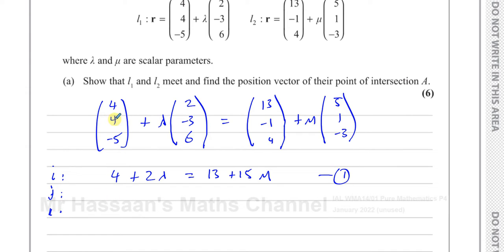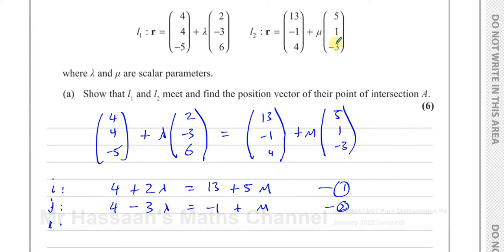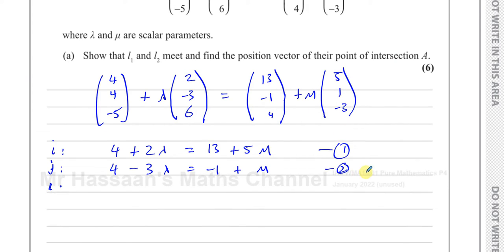Another equation I can make from the second row, from the J components: I know 4 minus 3 lambda equals negative 1 plus mu. See, I already made a mistake. That's 5. Be very careful. 13 plus 5 mu. Be very careful. It's very easy to make mistakes here. So let's just make sure I've written everything with the signs as well. Okay, good. This is very, very easy to make mistakes in this topic.